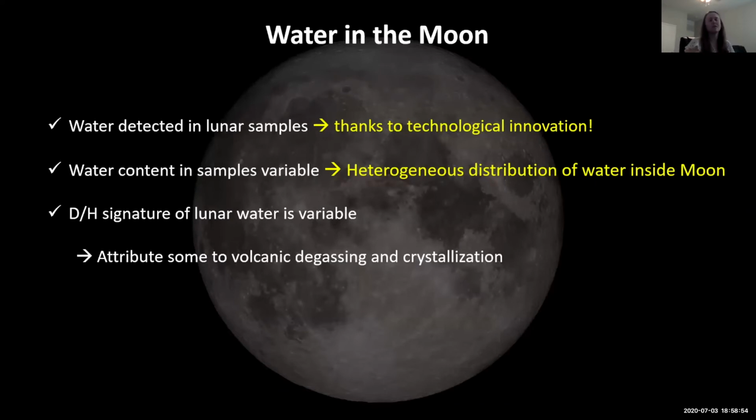So far, yes, we've detected water in lunar samples, and that's all thanks to technological innovation and advancements. It just wasn't possible in the Apollo era to, A, make the measurement, or B, differentiate that measurement from terrestrial contamination. A result can be terrestrial-like, but if you can account for terrestrial contamination, then what you can just say is that the deuterium to hydrogen ratio of a lunar sample is similar to Earth, but it's not terrestrial contamination. We've also seen that the water content across many samples is variable, suggesting that there's a heterogeneous distribution of water inside the moon.